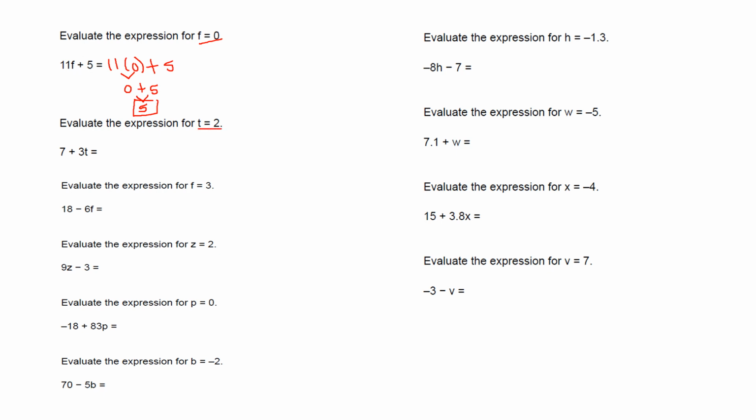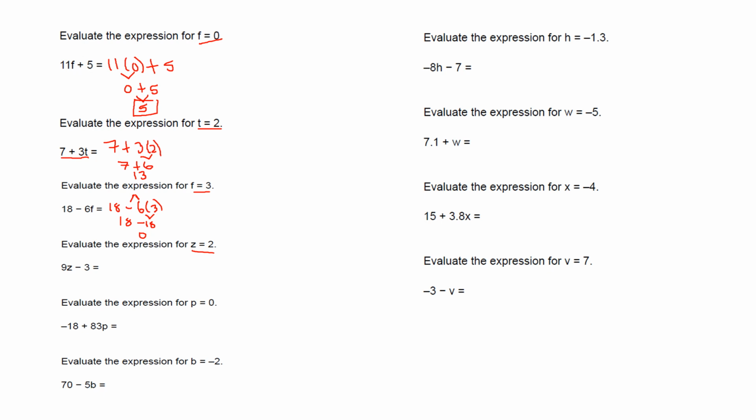If t equals 2 in the expression 7 plus 3t, that will just be 7 plus 3 times 2. And since 3 times 2 is 6, that would be 7 plus 6, and 7 plus 6 is 13. If f equals 3, that would be 18 minus 6 times 3. And 6 times 3 is 18, and a negative times a positive is a negative. We're going to consider this a negative 6 right here. And then that would be 18 minus 18. 18 minus 18 is going to be 0.